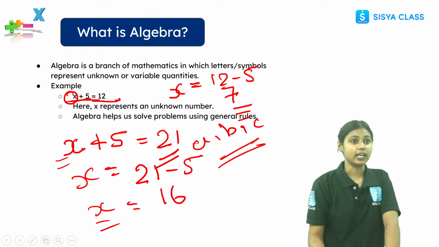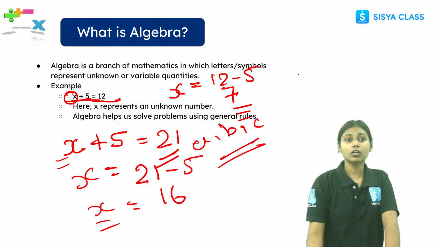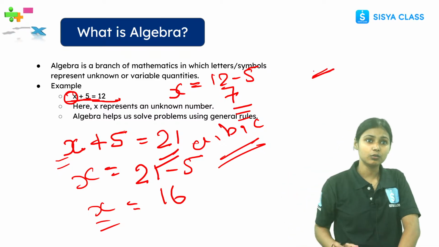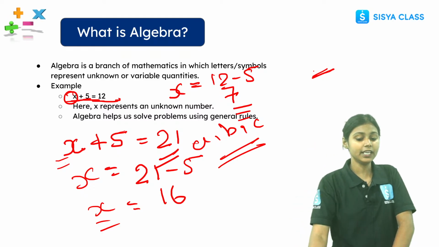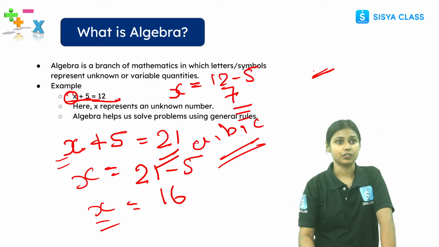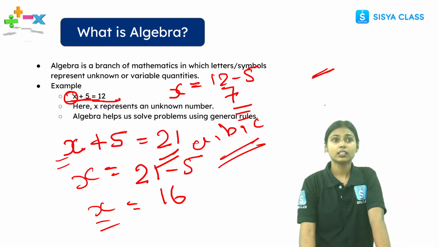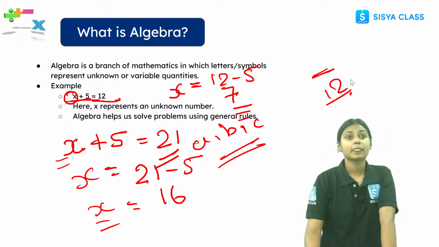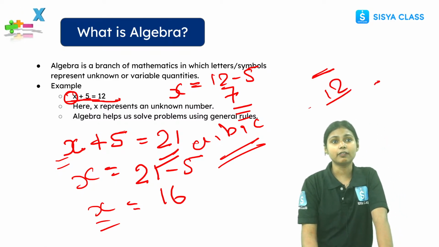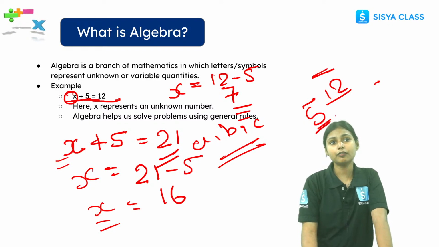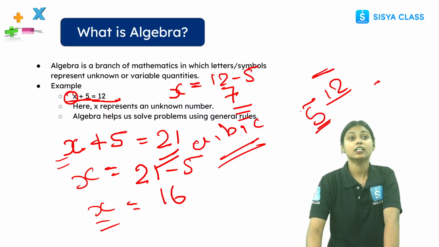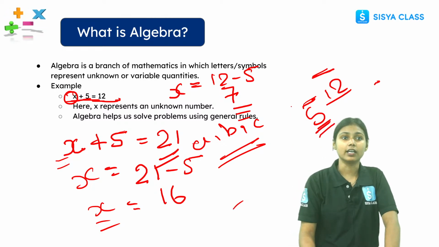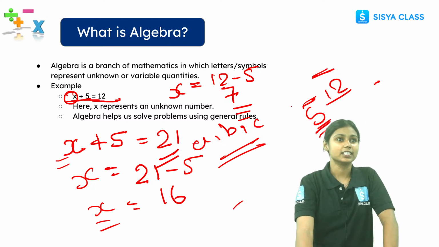And also, what is a constant? A constant is just a number whose value remains constant throughout the situation or the question. Let's suppose 12. The value of 12 will always remain 12. It will not change. The same happens with, let's suppose, the value of 5. The value of 5 will remain constant. So this is called a constant, and the alphabets are called variables.